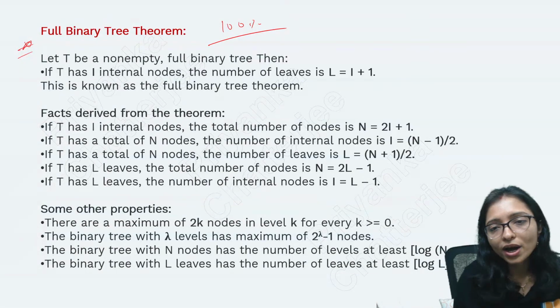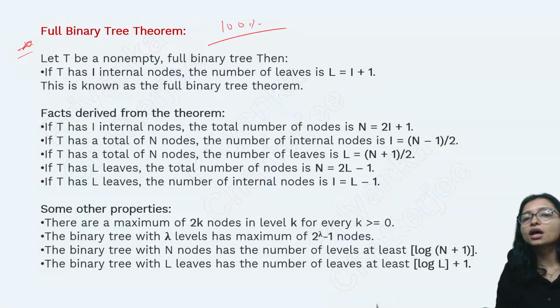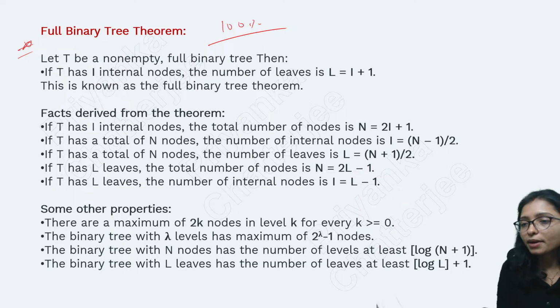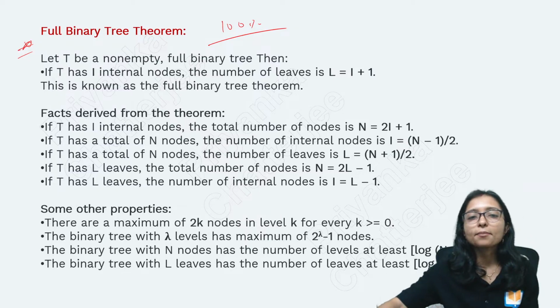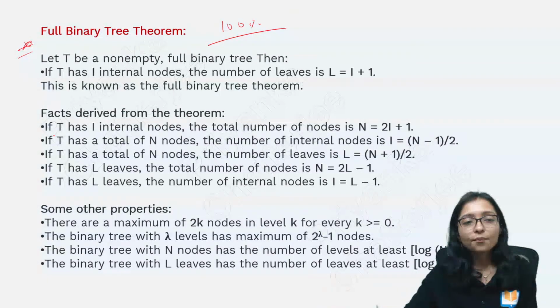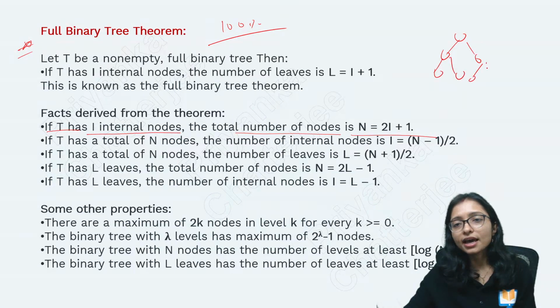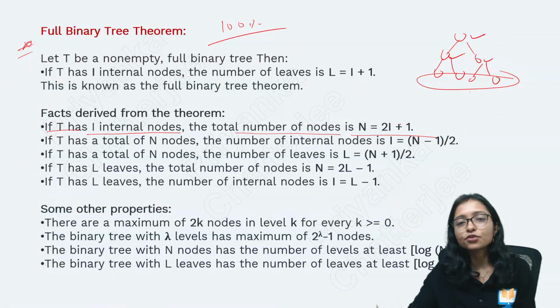And I can tell you one trick: if you are not able to recall anything, then try to draw the tree. By drawing the tree also you can get it. For example, if I am telling you that I is the number of internal nodes and asking what the total number of nodes is, just draw a full binary tree. You can see here how many internal nodes there are: 1, 2, 3. 3 internal nodes are there. 4 child nodes are there. That is the leaf nodes.